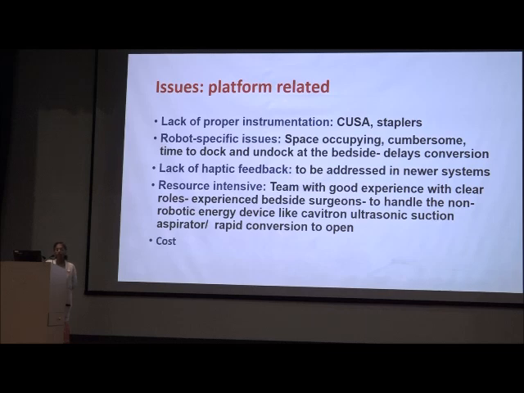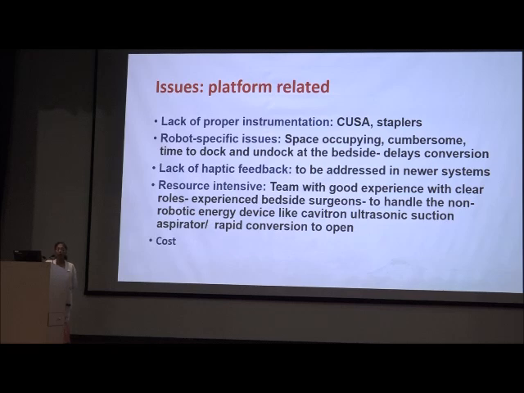Then there are issues that are specific to the robot itself. So as we've seen in the photograph, the robot is mammoth. It takes up space. It's cumbersome. It is going to take time to dock and undock at the operating table. So this undocking is very important because in the face of an emergency, if there is a torrential bleeding, it's going to take time for conversion. And it's actually one of the main fears that had deterred the uptake of this program: what if there is a bleeding and the time it takes may result in an adverse event.